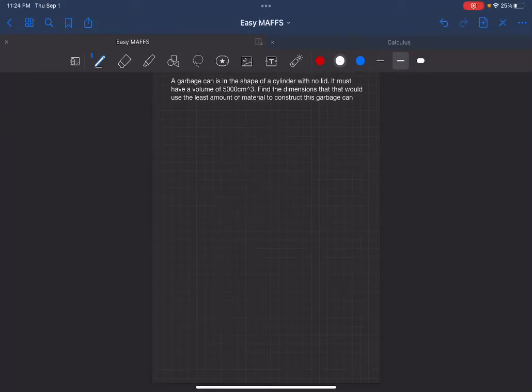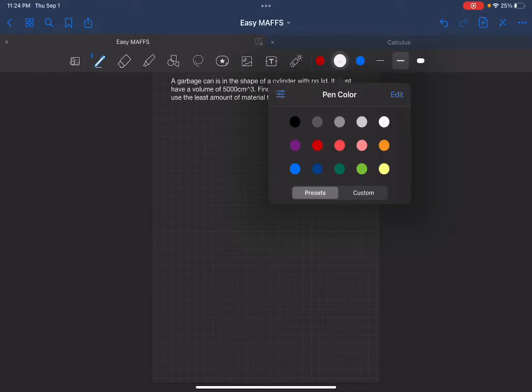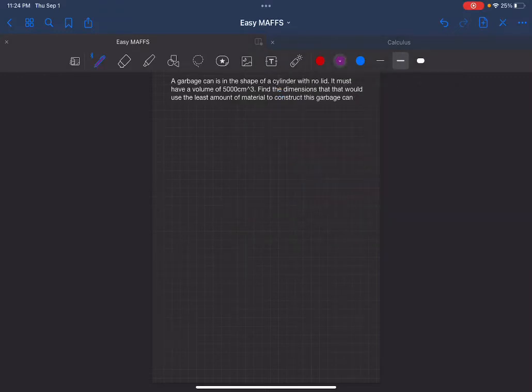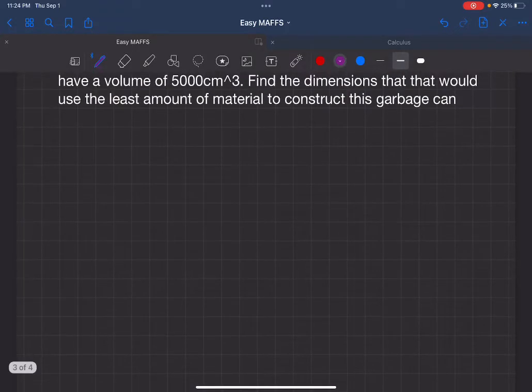Alright, so today we're going to be doing a pretty straightforward optimization problem involving calculus. So without further ado, let's get started. A garbage can is in the shape of a cylinder with no lid. So let's draw a garbage can. It's in the shape of a cylinder, and it states it has no lid.